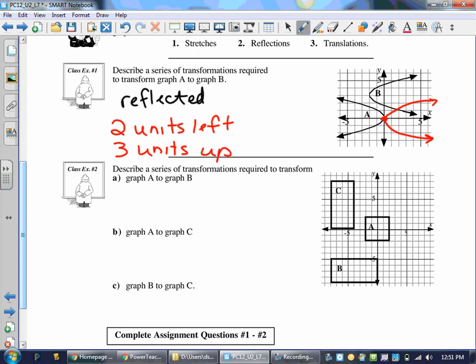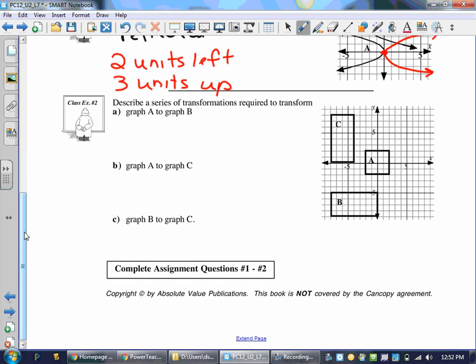Okay, what if order matters? Does order matter? No, it doesn't matter at all. All right. We can similarly do all of these things. Describe a series of transformations required to transform graph A to graph B.